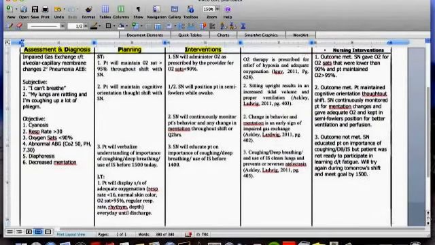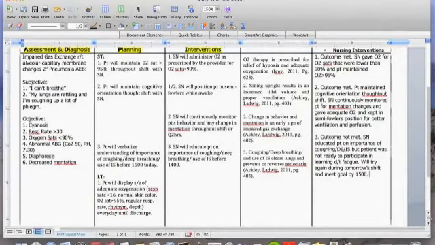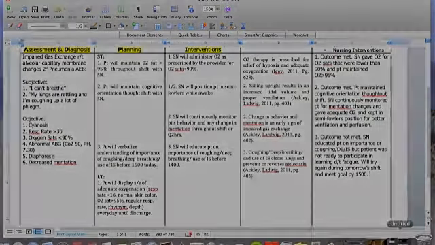So that's how you would evaluate yourself. You would say whether the goal was met and what you did or did not do, what you did to make sure that the goal was met, or if it wasn't met, what happened and how you're going to revise your plan.